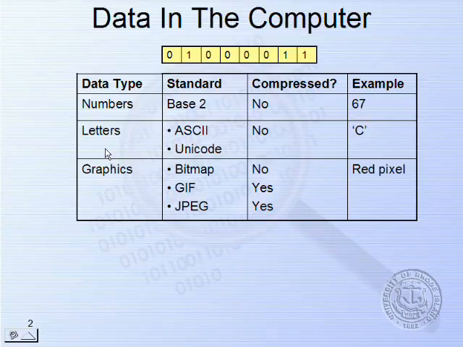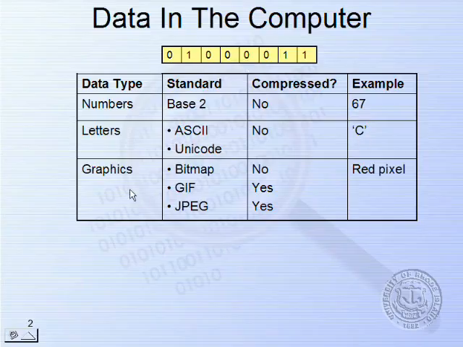For letters, things like you might type into a word processor or an email program, we saw that the standards are ASCII, the American standard, and Unicode. ASCII uses 1 byte per character, Unicode uses 2 bytes per character, where ASCII was the first byte. It's not compressed. We saw that under the ASCII standard, this byte would be the capital letter C.